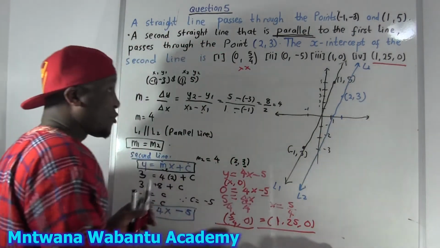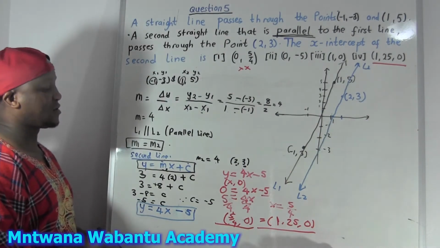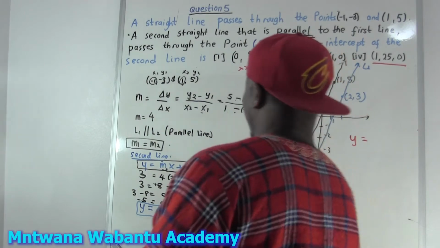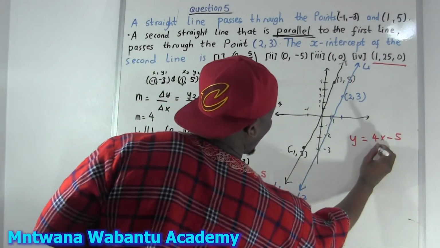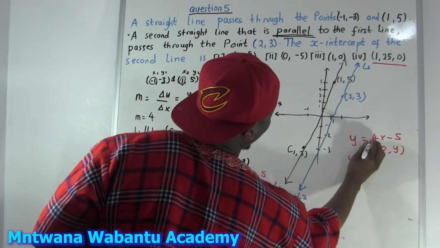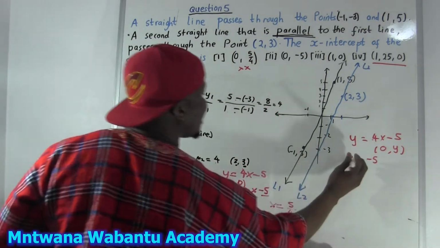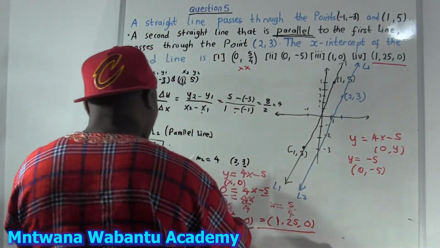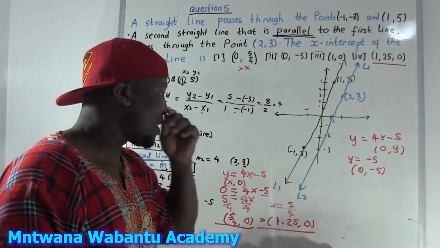Now, we're done already, that's the answer, but let me challenge you, because you need to understand. What is a y-intercept? My question here is y equals 4x minus 5. For the y-intercept, x equals 0. So I'm going to say 4 times 0 is 0, so 0 minus 5 equals minus 5. So this equation, when x equals 0, y equals minus 5. So this line is supposed to cut at minus 5. That's why it says a rough sketch. The y-intercept is where it cuts at y equals minus 5.